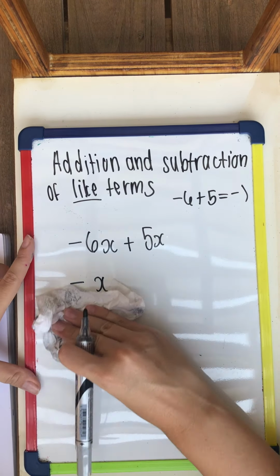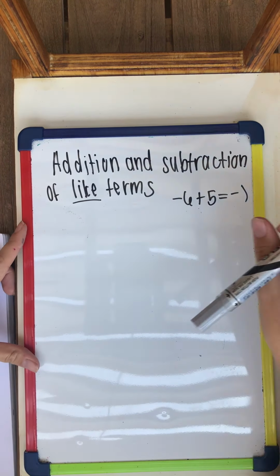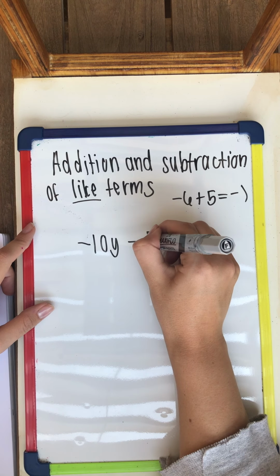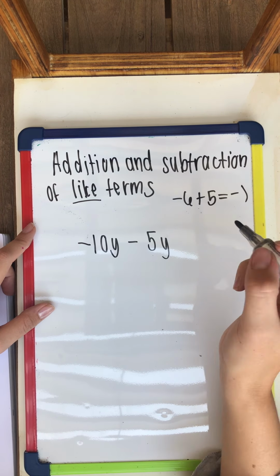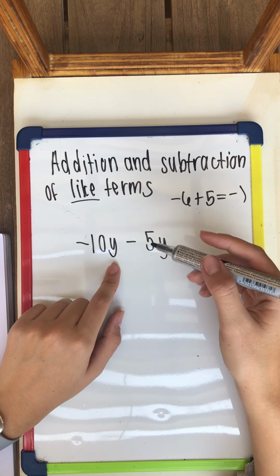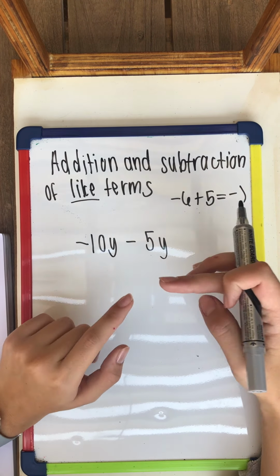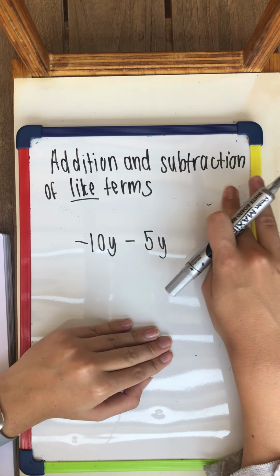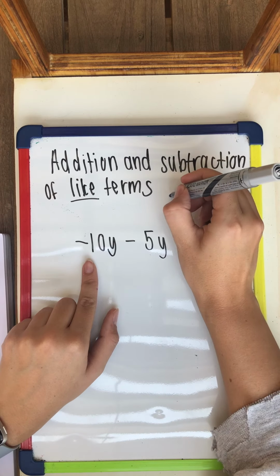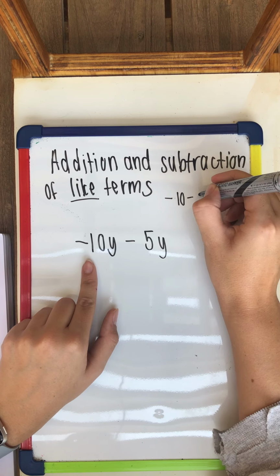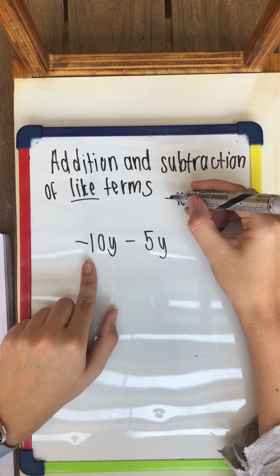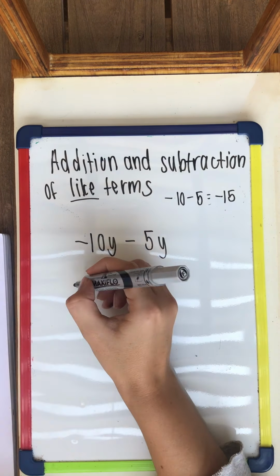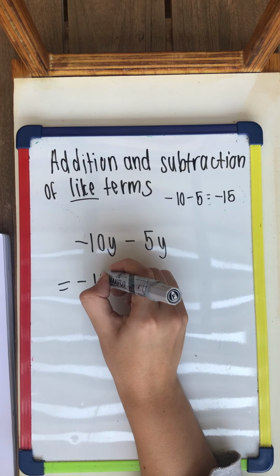If I've got negative 10y minus 5y, I work out, do I have like terms? So I've got a y and I've got a y, so they are like terms, so I can subtract or add them. I look at the coefficients and I've got negative 10 minus 5, which gives me minus 15. So this will just be negative 15y.